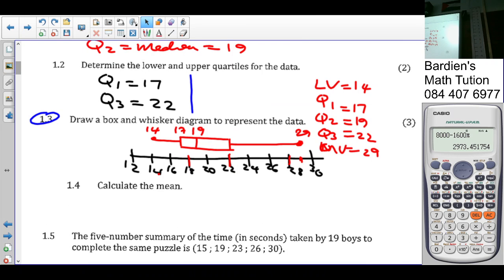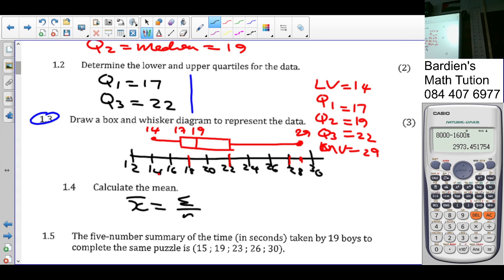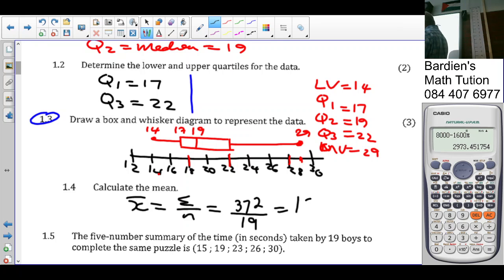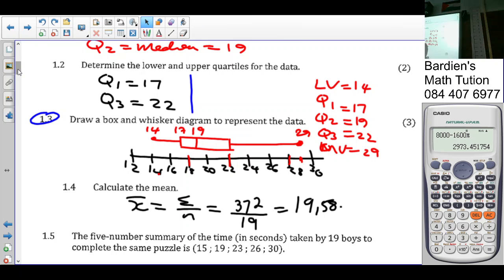Then in question 1.4 they ask you to calculate the mean. How do we calculate the mean? Sum of all the numbers divided by number of numbers. How many numbers are here? 19. So we add up all the numbers. What did you guys get? 372. This gives you a mean value of 19.58. Is there any confusion there?